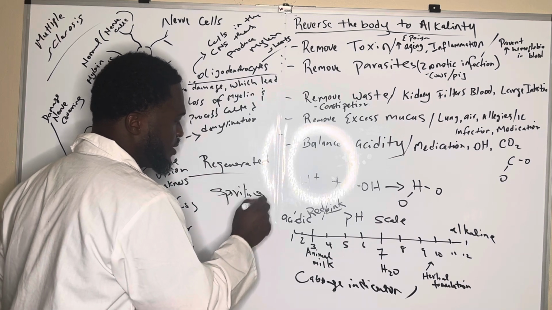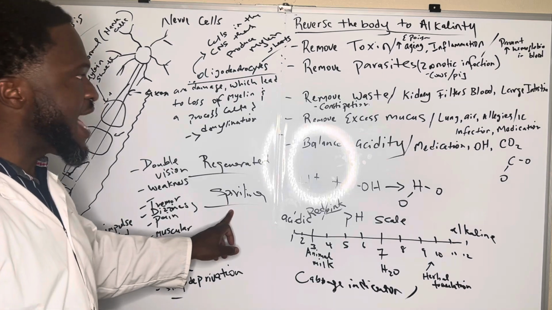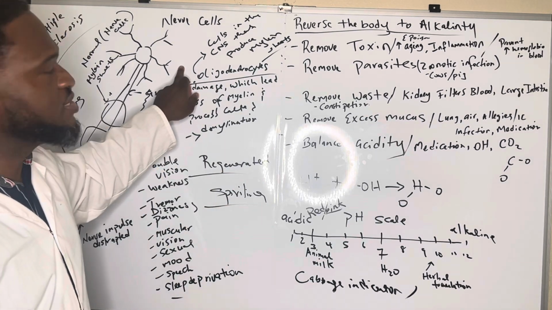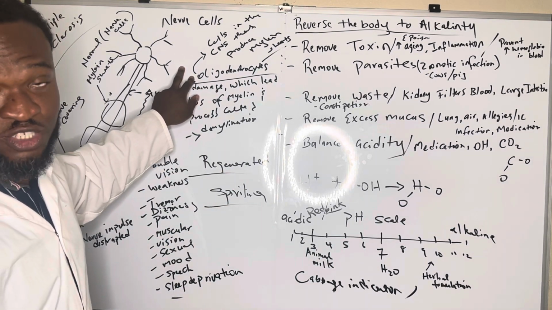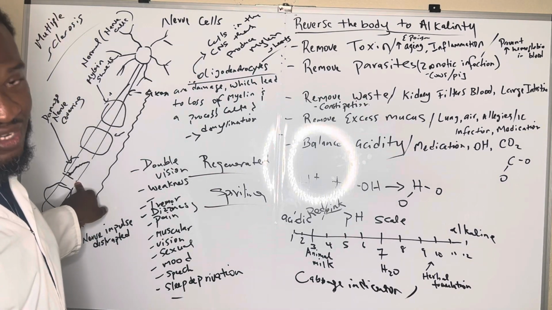Spirulina, studies have shown that spirulina helps the regeneration and production of these oligodendrocytes to produce new proteins that are going to form these myelin sheaths.